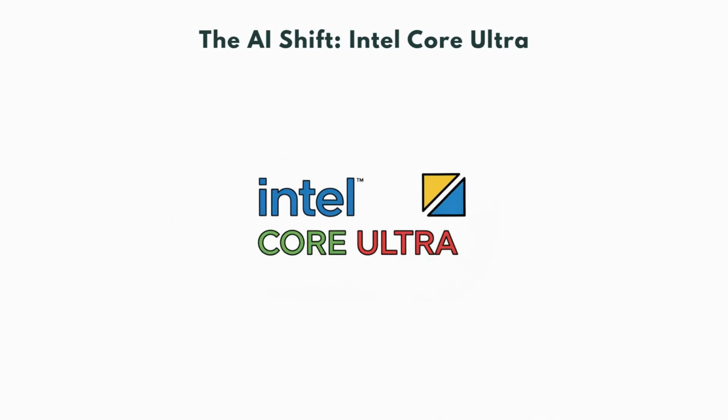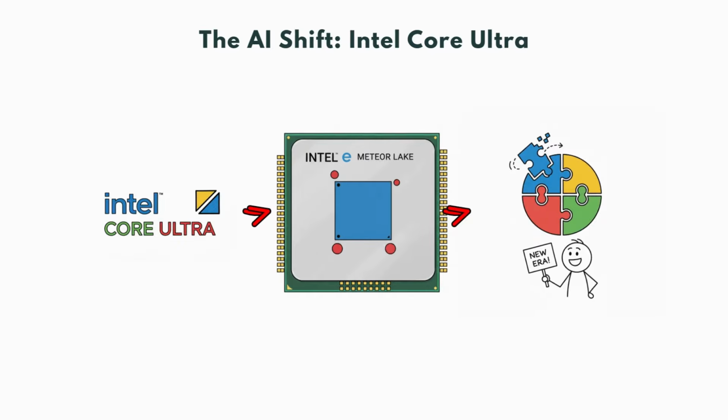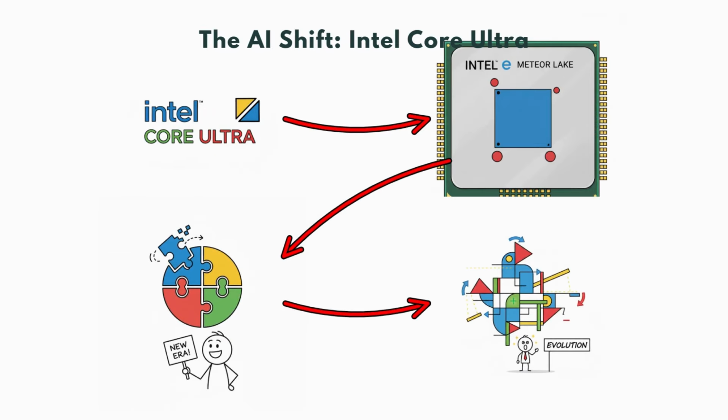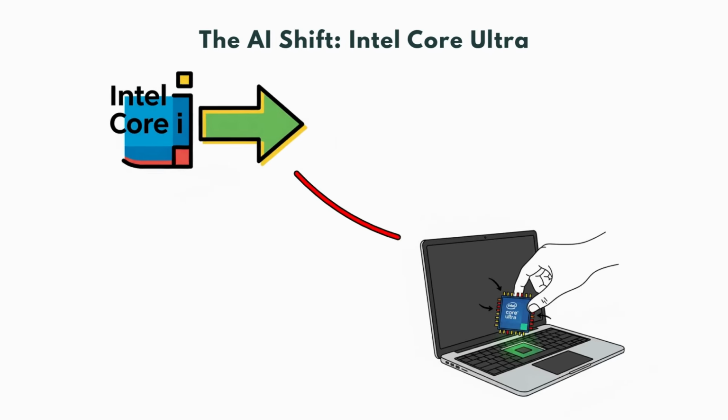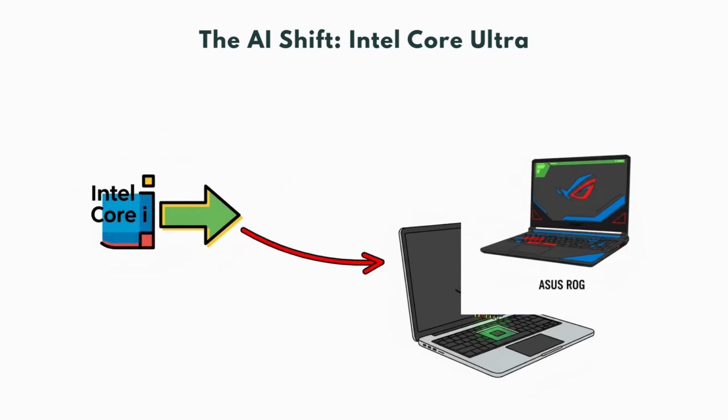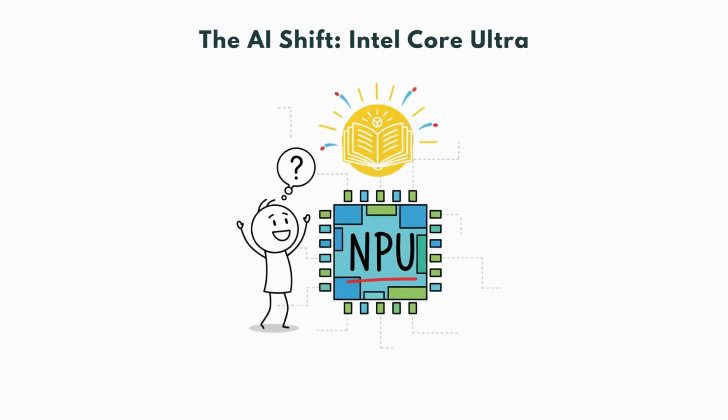The AI shift, Intel Core Ultra. The Intel Core Ultra, Meteor Lake and beyond, represents the company's rebranding and architectural shift away from the i-series. These chips are found in premium laptops like the Asus ROG or Lenovo Legion.